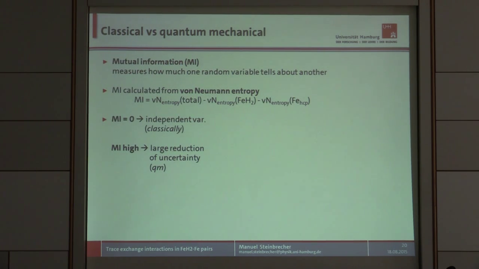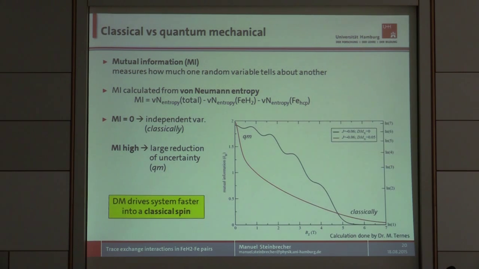You can also try to get some kind of feeling for how classical the system is when you calculate the mutual information from the von Neumann entropy. And this means that for zero mutual information, our variables are completely independent and behave classically, and we can have high mutual information, which makes them more like a quantum mechanical system. And this was calculated actually by Markus Ternes. And you see that when you switch on in the red curve the Dzyaloshinskii-Moriya interaction, the system goes much faster into this classical regime. So also DM drives the system much faster into a classical spin.